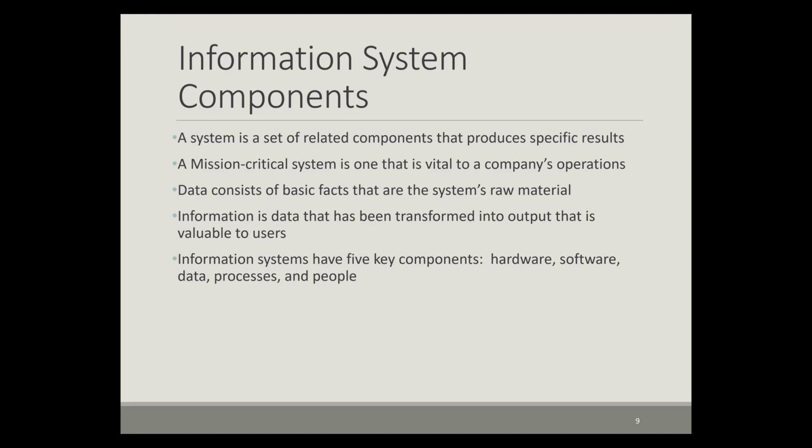A mission critical system is one that is vital to a company's operations. So when we talk about a mission critical information system, that means you have an information system to serve the company to accomplish their mission. Data consists of basic facts that are the system's raw materials, while information is data that has been transformed into output that is valuable to users.